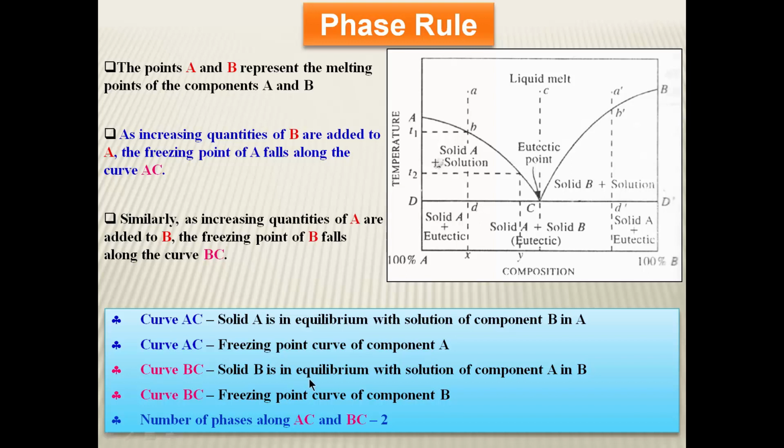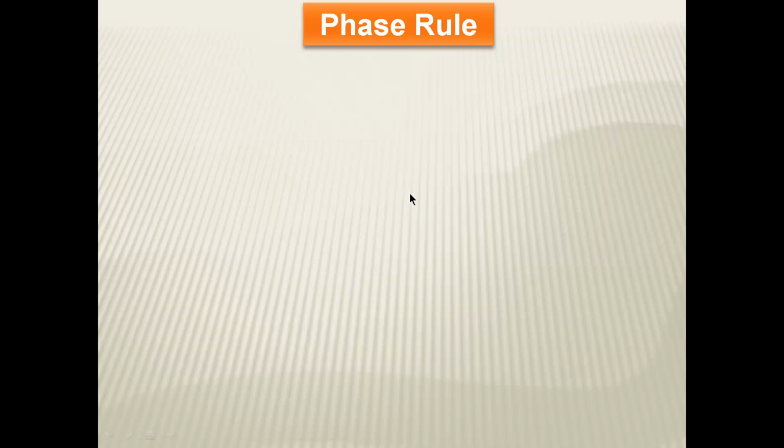Curve BC, solid B is in equilibrium with solution of component A in B. Curve BC, freezing point curve of component B. So we can say that the number of phases along AC and BC is 2. You don't have to cram this. You very well know that you have solid A in equilibrium with the solution, that is solid A and solution. Solution forms one phase since both the components are miscible, and hence the 2 phases.